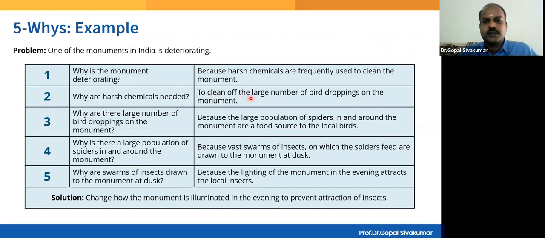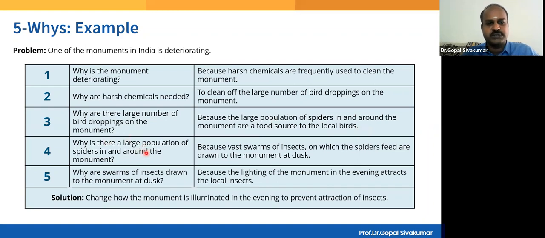And the answer is to clean off the large number of bird droppings on the monument, because the birds are making a lot of droppings on the monument, and so the cleaning team uses harsh chemicals. And now immediately the next question comes, why are there a large number of bird droppings particularly on the monument? Because the large population of spiders in and around the monument are a food source to the local birds. So all the birds come, in fact, to eat the spiders.